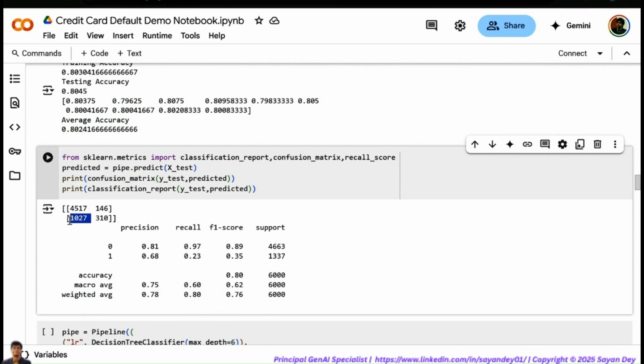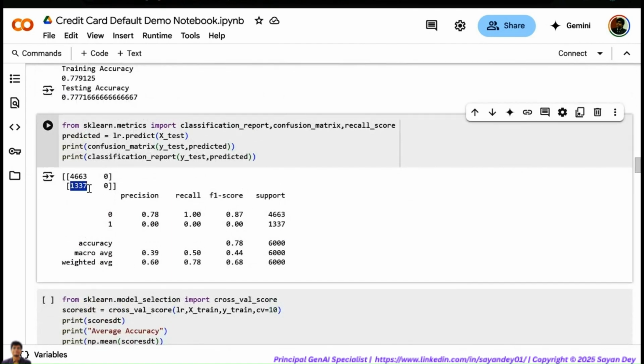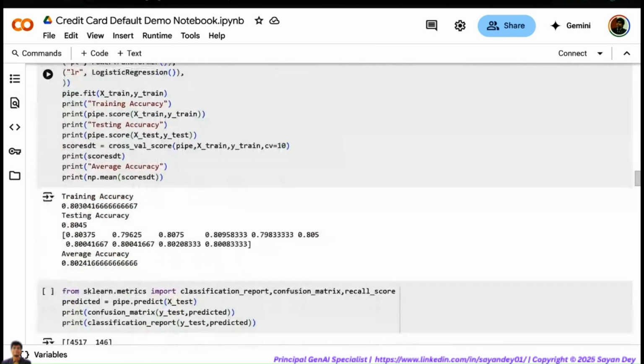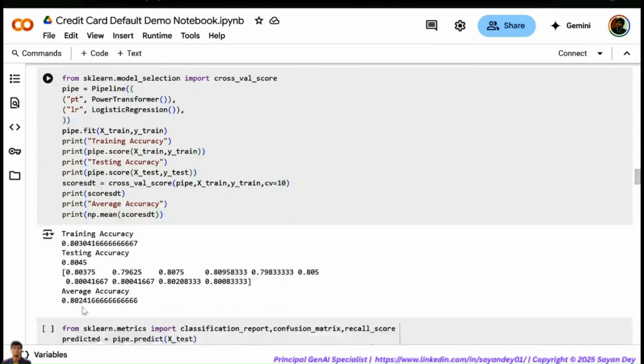In reality, you have a defaulting customer, but you are unable to recognize those defaulters. That's a serious problem. 1027 false negatives is very bad, but this is still better than what we had before. Before, we had 1337 false negatives, but now with the power transformer, after we reduced the skew in our data and made it more symmetric, more normal, we have incrementally made it better.